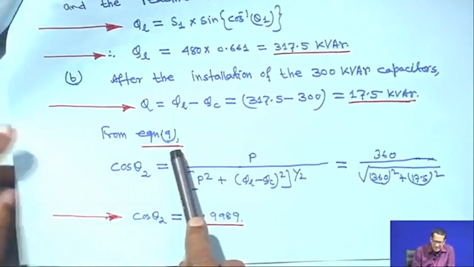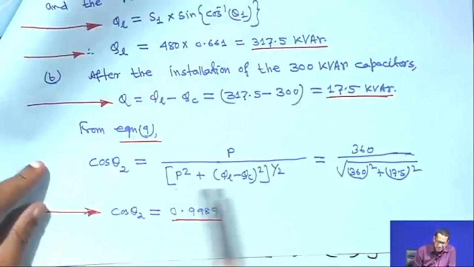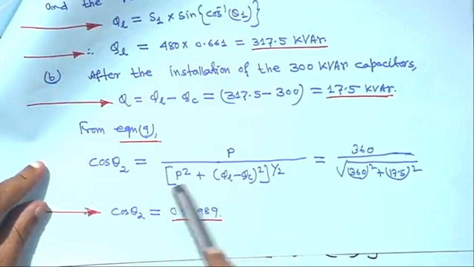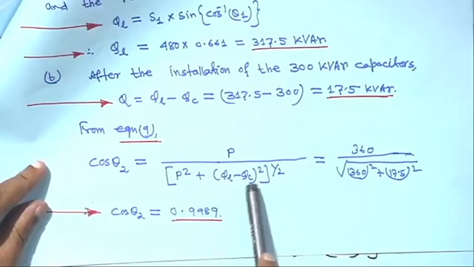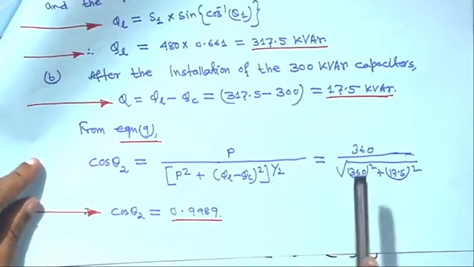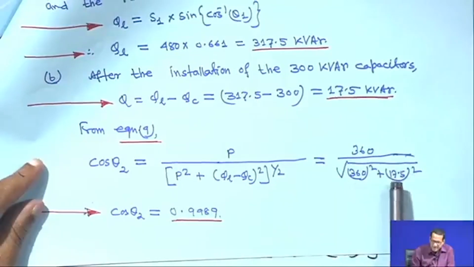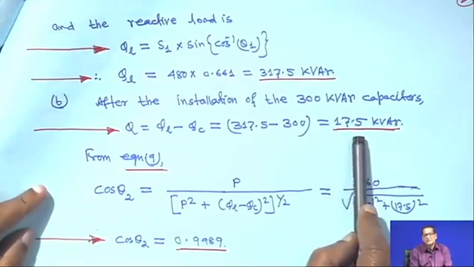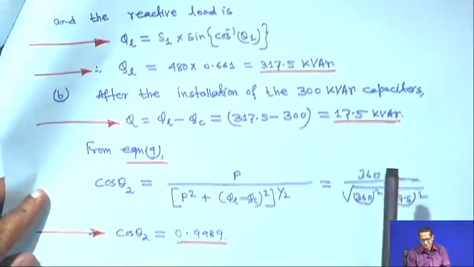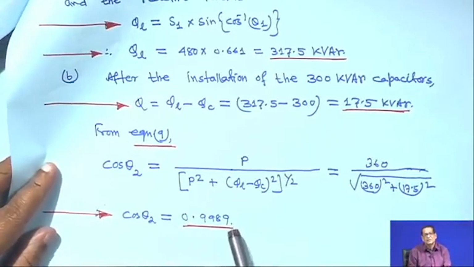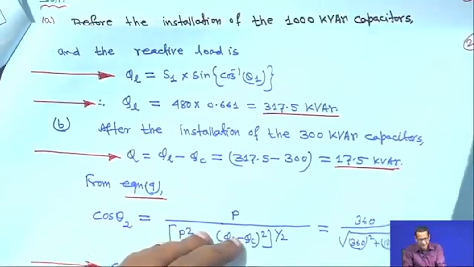So, from equation 9 you know that cos theta 2, the new power factor after placing the shunt capacitor, is P divided by the square root of P square plus QL minus QC whole square, right. So, that is 360 divided by the square root of 360 square plus QL minus QC, 17.5 square. So, power factor is nearly unity, 0.9989, cos theta 2, right.